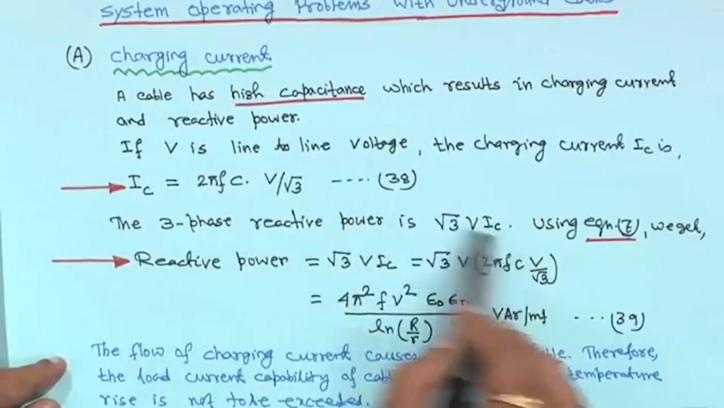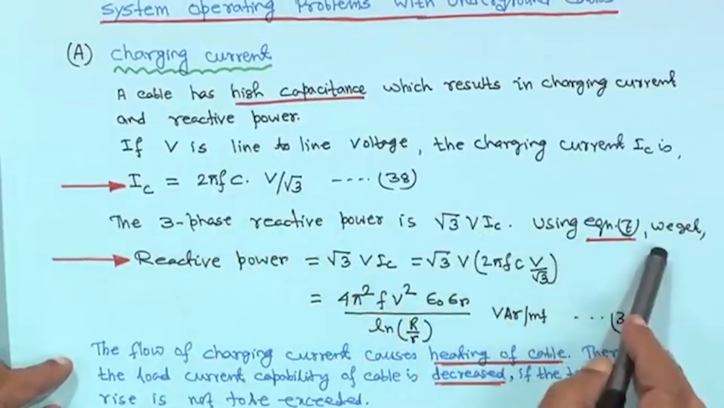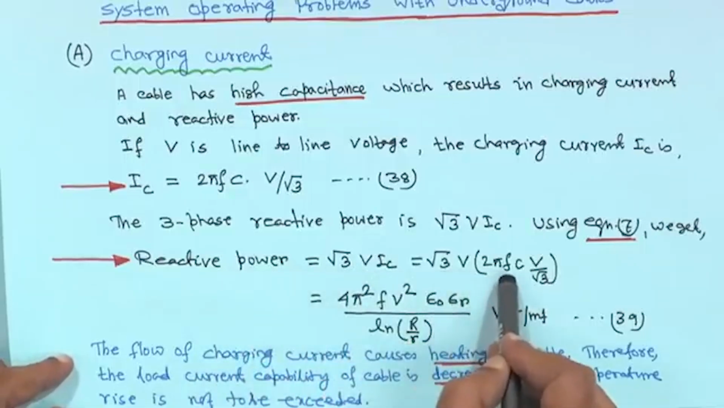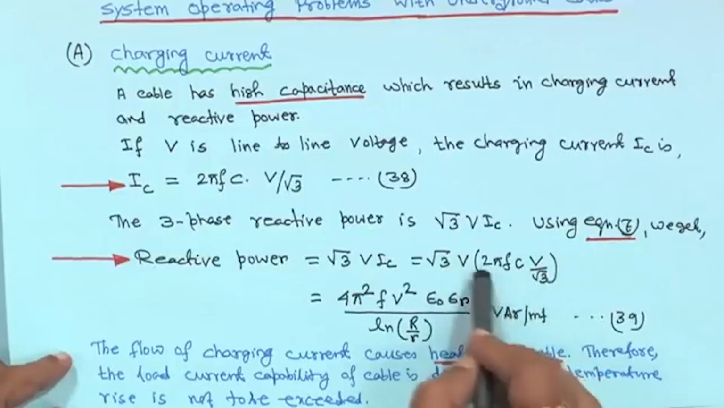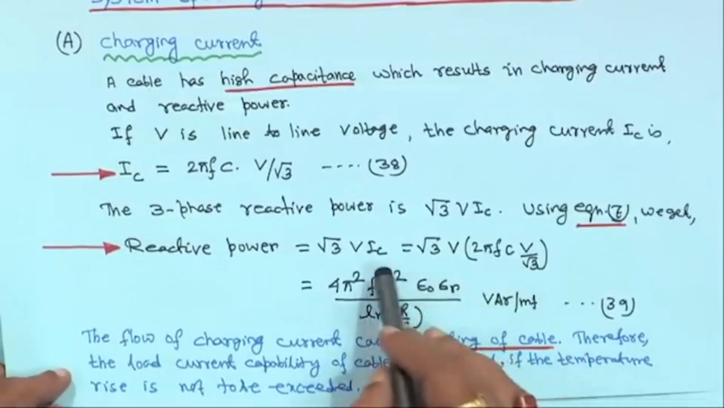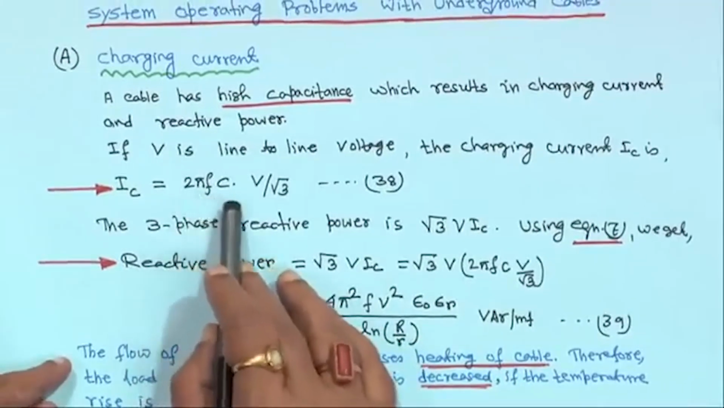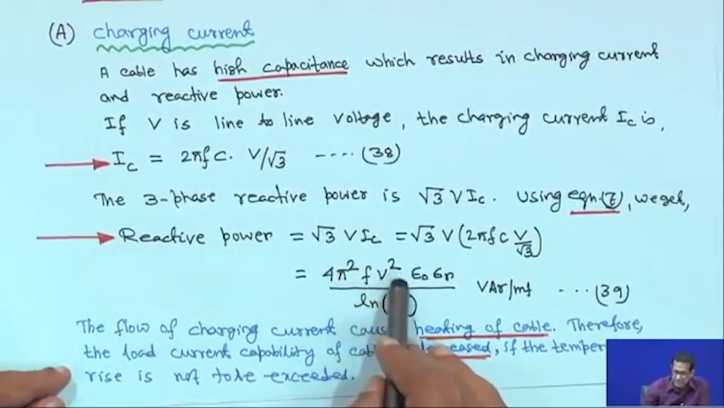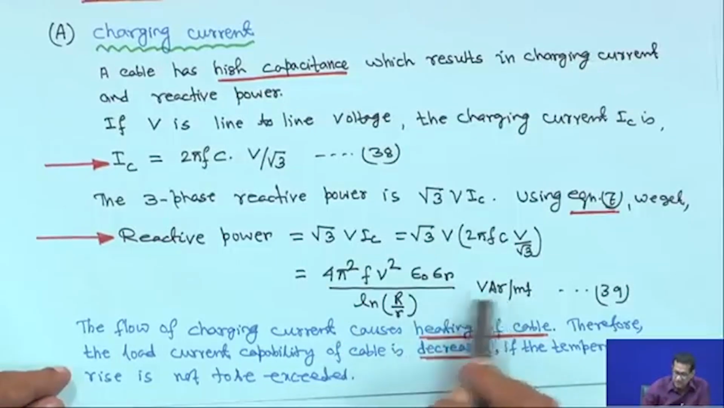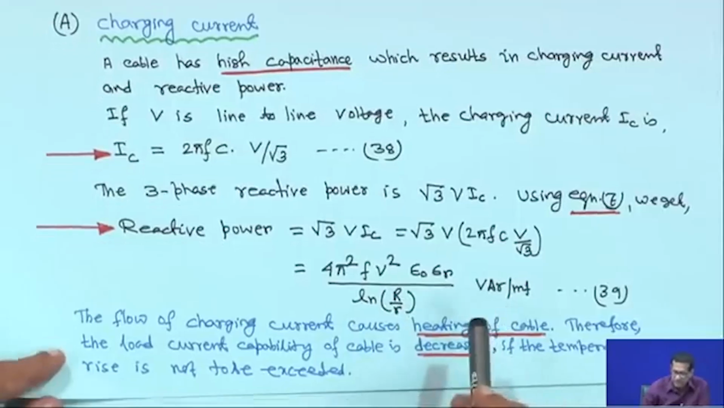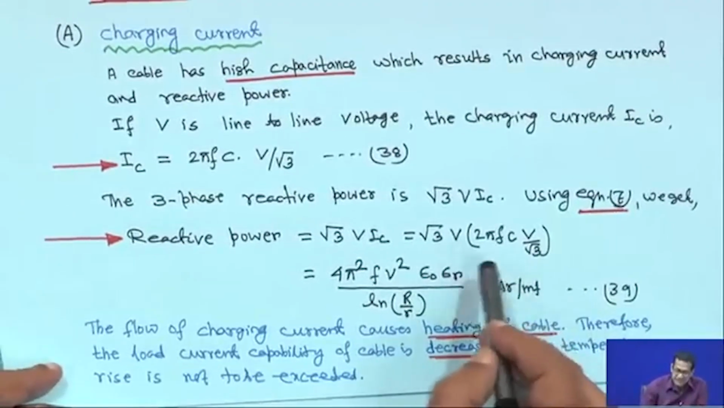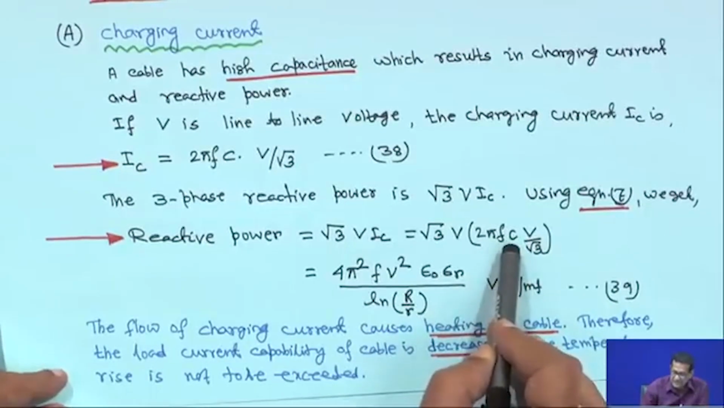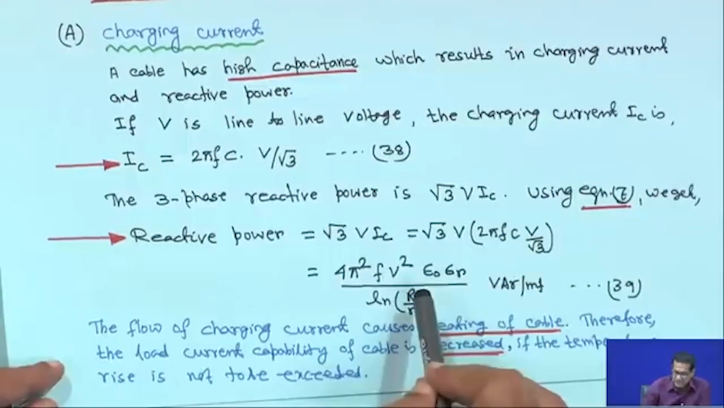If you substitute IC, the root 3 will be cancelled. So, using equation 7, reactive power is equal to root 3 V IC, which is root 3 V into 2 pi f C V by root 3. The root 3 is cancelled, and if you substitute the C value here, you will get 4 pi square f V square epsilon 0 epsilon r var per meter divided by ln R upon r.